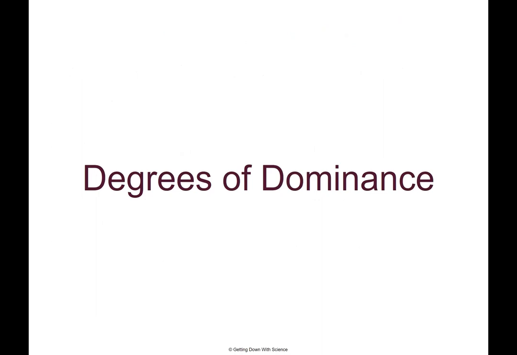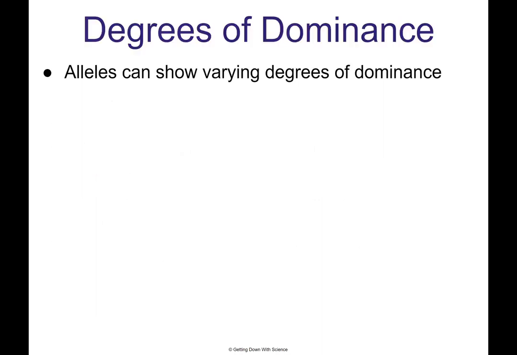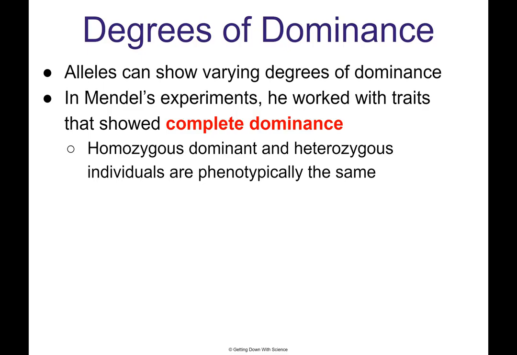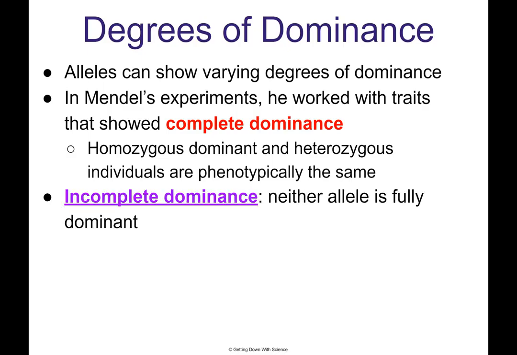So we'll start with degrees of dominance. Like I said, alleles can show varying degrees of dominance. In Mendel's experiment, he worked with traits that were completely dominant. So if that dominant allele was there, that's all we ever saw. Homozygous dominant and heterozygous individuals phenotypically appeared the same. But we have another possibility, which is called incomplete dominance. And the idea here is neither of them is really fully dominant.